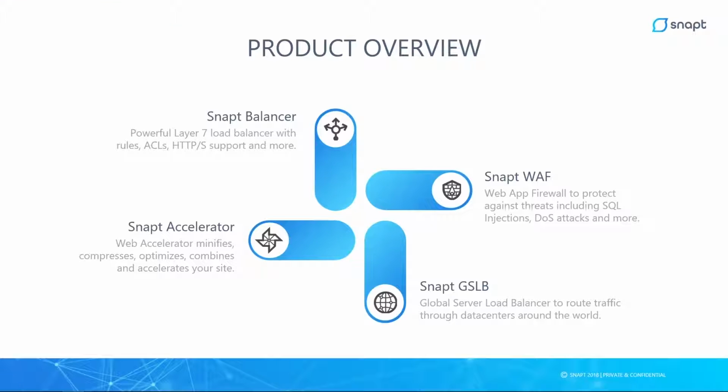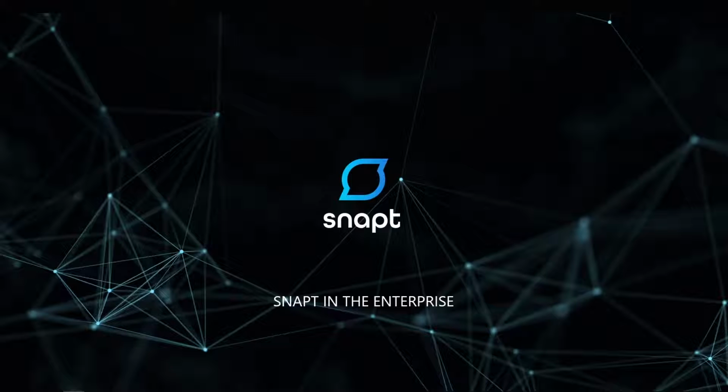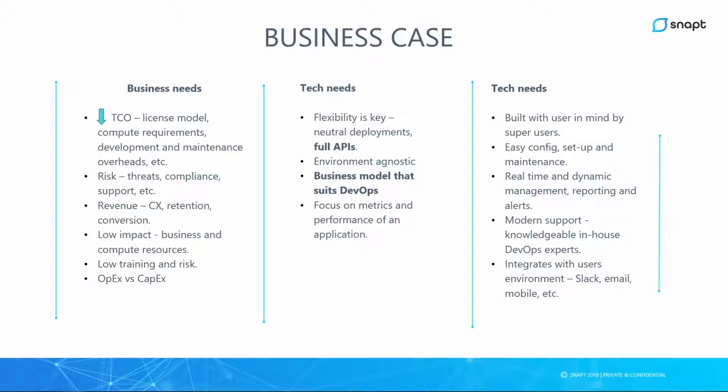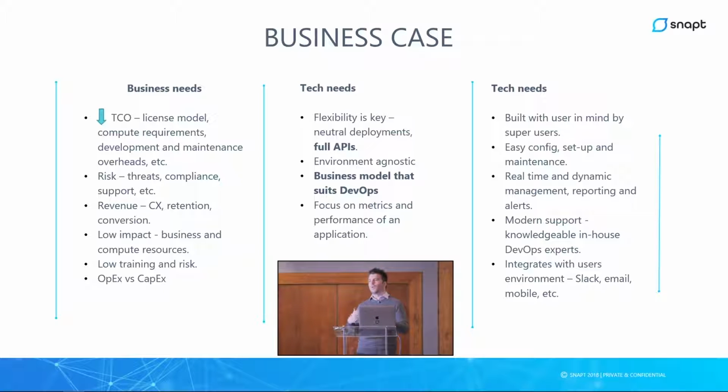So Snapt in the enterprise, business case and tech needs. We've chatted about a lot of this stuff, so we don't need to go through it in detail. But a lot of the business needs are around reducing the cost of ownership, reducing the risk, increasing revenue, staff ability to manage the devices, ability to use them in the environments, as people move to things like Kubernetes and so on. And then the tech needs are largely around flexibility, both from a business case and a product case, and what it can do, and modern support for things like Amazon is a good example.